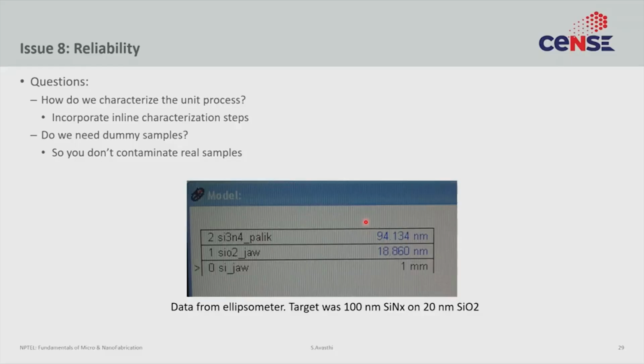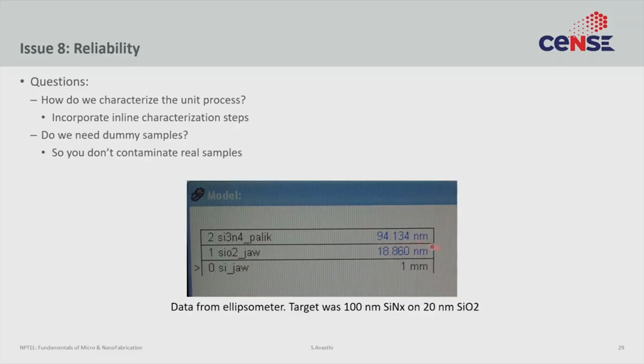So when you approach the 26th step, what you have is a whole bunch of dummy samples. So first you try the dummy sample, make sure the equipment is functioning, make sure the recipe is stable, make sure you get what you are expecting. Then you put in your precious sample, and then you have a high probability that the 26th step would also be successful. So dummy samples, inline characterization, a lot of test structures, those are good practices that will improve the reliability of your fabrication. So here's actually an example.